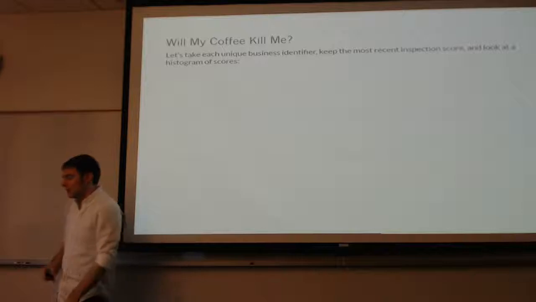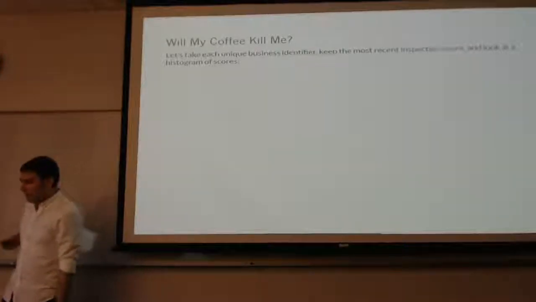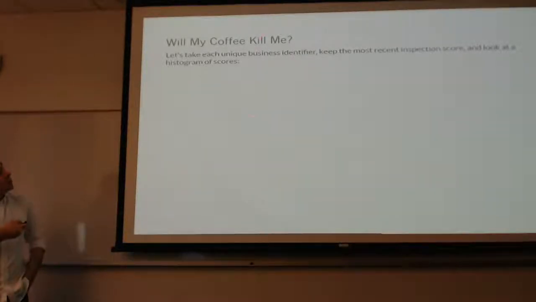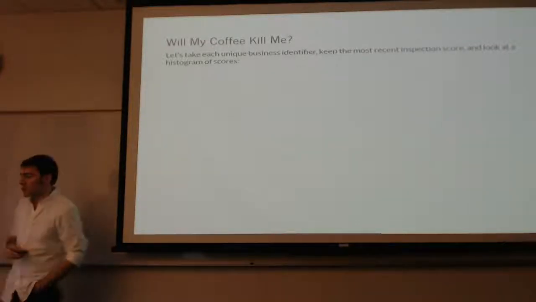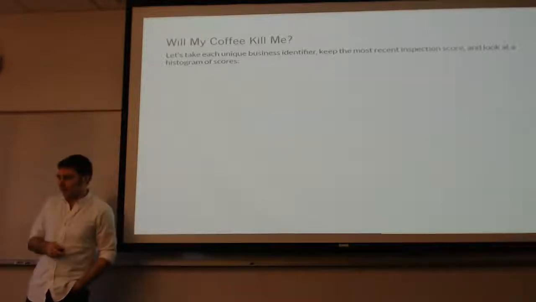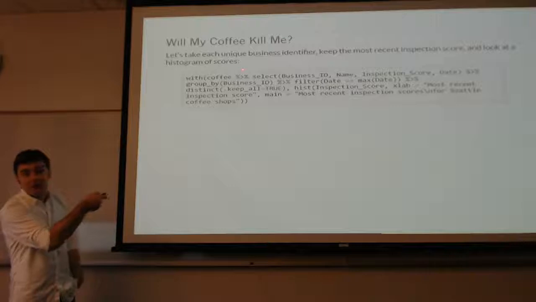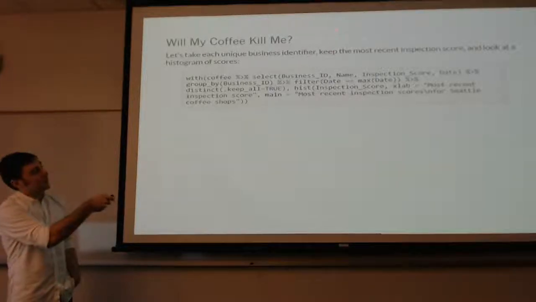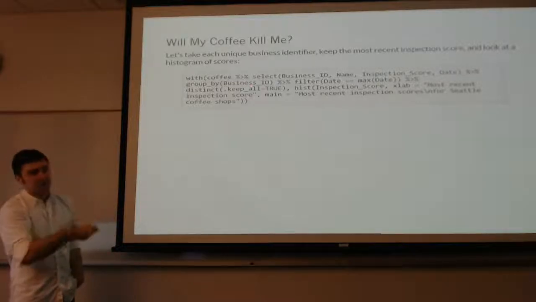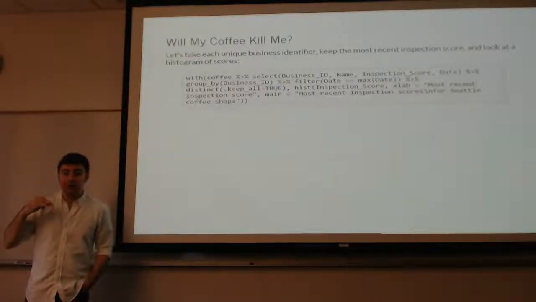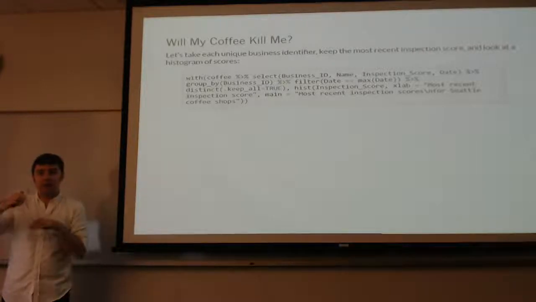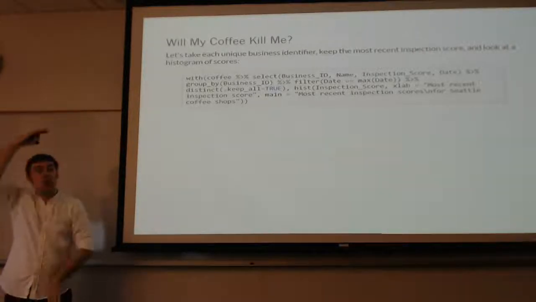So maybe I'm interested to know if my coffee will kill me or not. So what I'm going to do is take each unique business identifier, keep its most recent food inspection score, and look at a histogram of those scores. The code for that would be something like this, where I've taken this coffee data frame I've already filtered down. I'm going to select just its business ID, name, inspection score, the date, and group them by the businesses, because inspections are repeated at places, so every individual business could have between 1 and 20 or 30 individual inspections. I only want the most recent one.